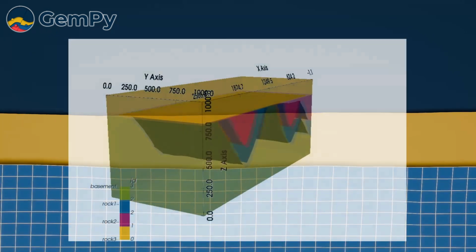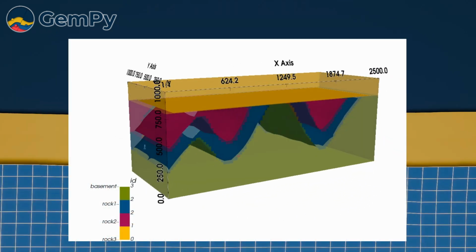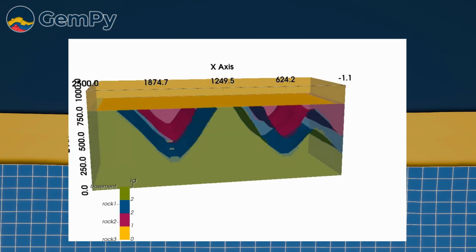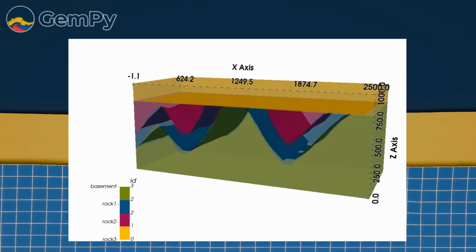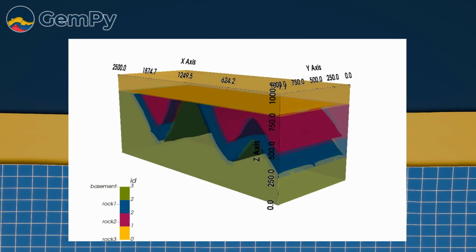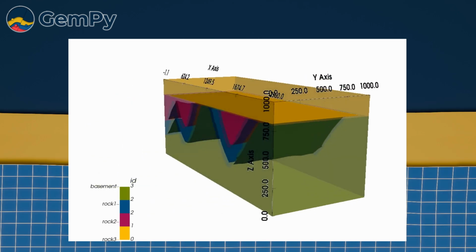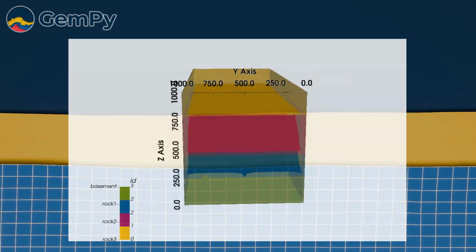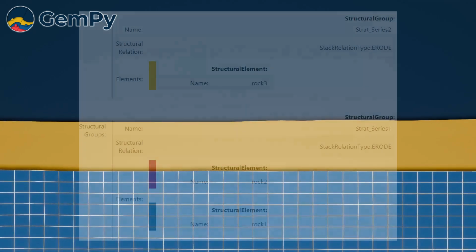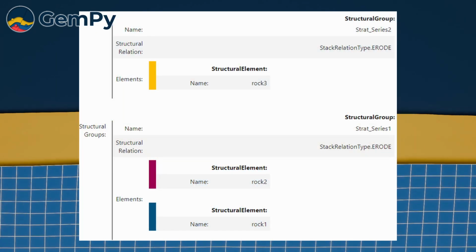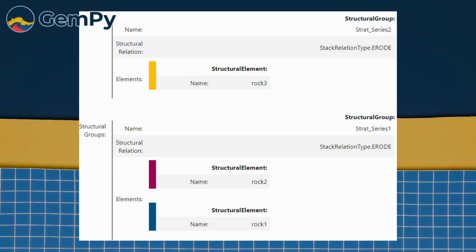In our previous videos, we demonstrated how to create a Gempy model from scratch, guiding you through the process of loading input data, setting up a structural frame, computing the model, and visualizing the results in 2D and 3D. Our last model featured 3 structural elements in 2 structural groups, forming an unconformity. Now, let's add more complexity by introducing faults.